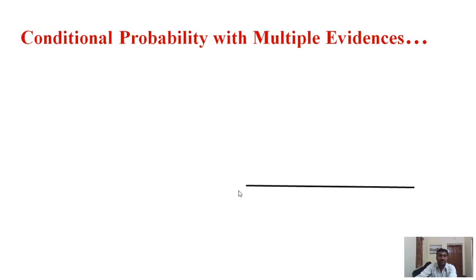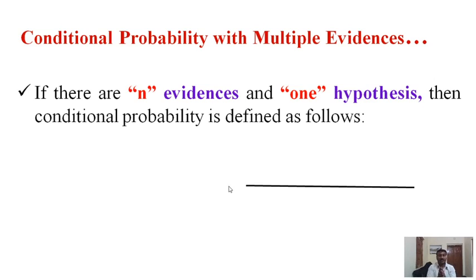Now, conditional probability with multiple evidence. In the conditional probability, P(E) is the evidence. So if there are multiple evidences, what about the conditional probability? If there are n evidences and one hypothesis, then the conditional probability is defined as follows. Hypothesis means what we want to know, and evidence means what we already know, based on which we are finding it. So n evidences and one hypothesis are there.